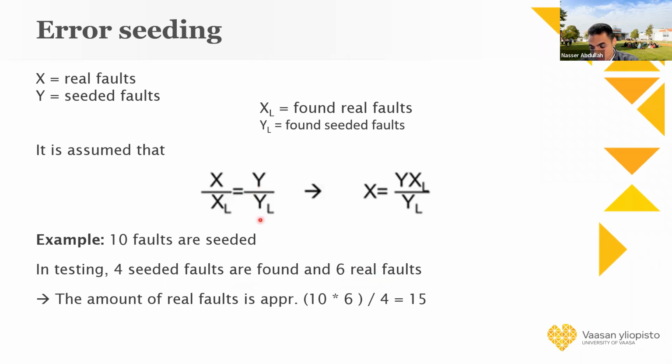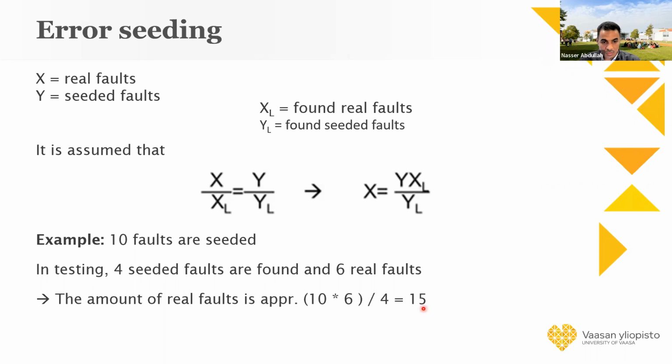Okay, using this formula, we can say the real fault should be 15. The real fault should be 15. So it means that if after I complete the testing process I got only 10, I have to add more test cases to find these 15 real faults. And as we say, guys, this is just a prediction. Maybe it's not correct, but at least it gives you some information about how many real faults we have.